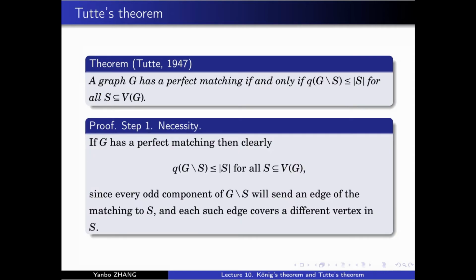This is the formal proof of necessity. If G has a perfect matching, then clearly q(G - S) is less than or equal to the size of S for all S contained in V(G), since every odd component of G - S will send an edge of the matching to S, and each such edge covers a different vertex in S. This is a matching, so all the edges in the matching should have different ends. This is the necessity.